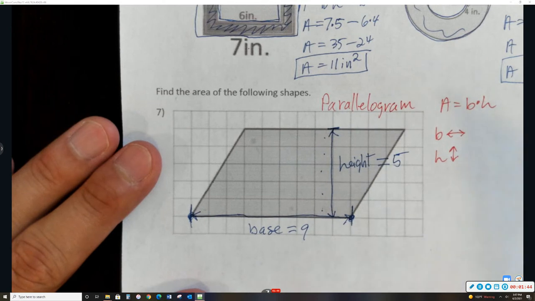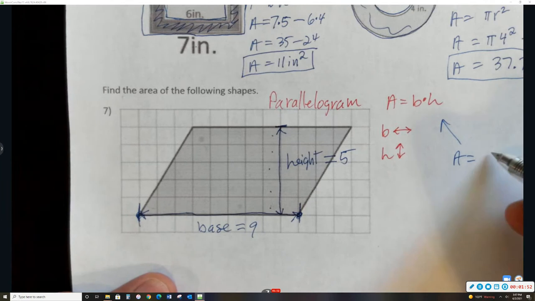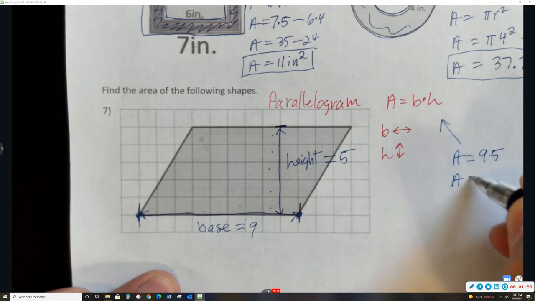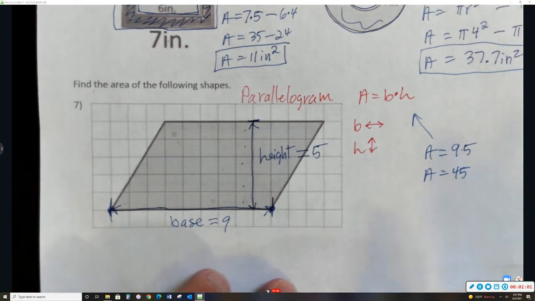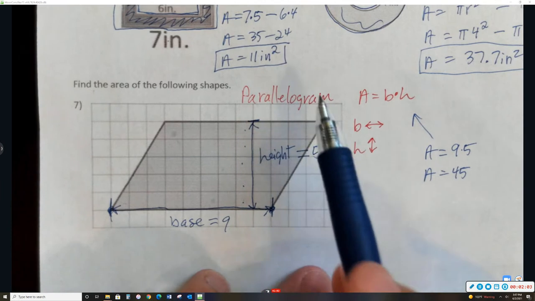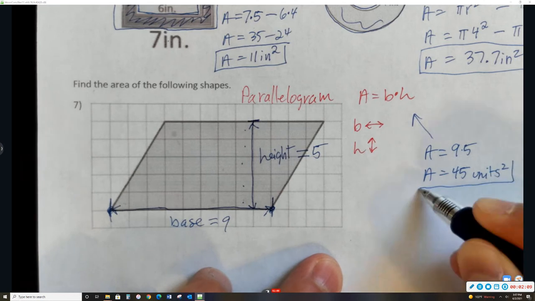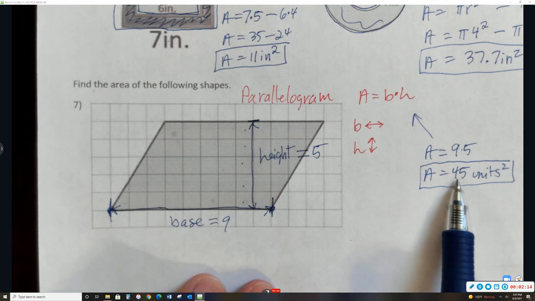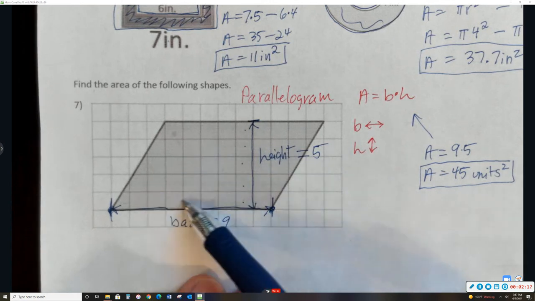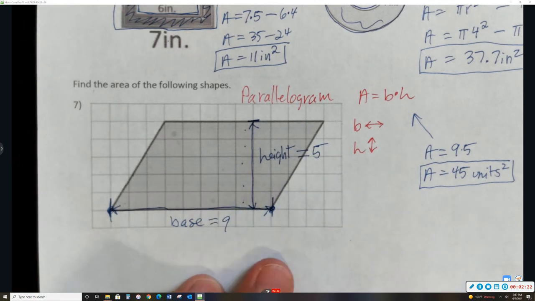So that's the base, that's the height. Plug it into the formula. Area is base times height. Well, that's 45. When it doesn't have units like inches or meters or yards, we'll just go ahead and write units squared here. And that's the area of the parallelogram. What this means, remember, is there are actually 45 little squares in here that I could create. So that's number 7.